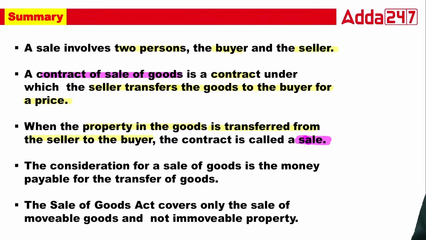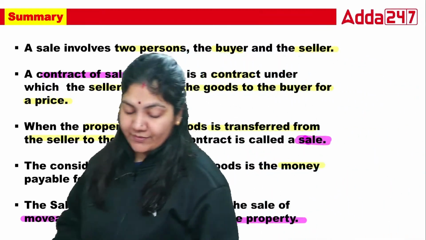Then class, the consideration for sale is money payable for the transfer of goods. The sale of goods covers only movable goods. This is very important. It covers movable goods, not immovable property. See the points, a very important one.